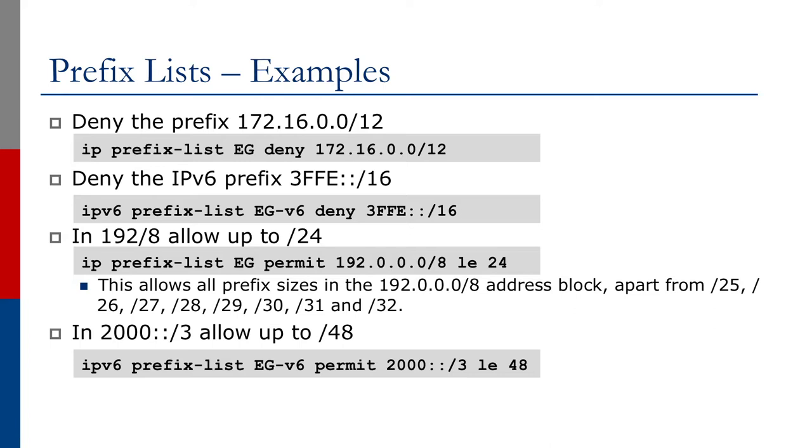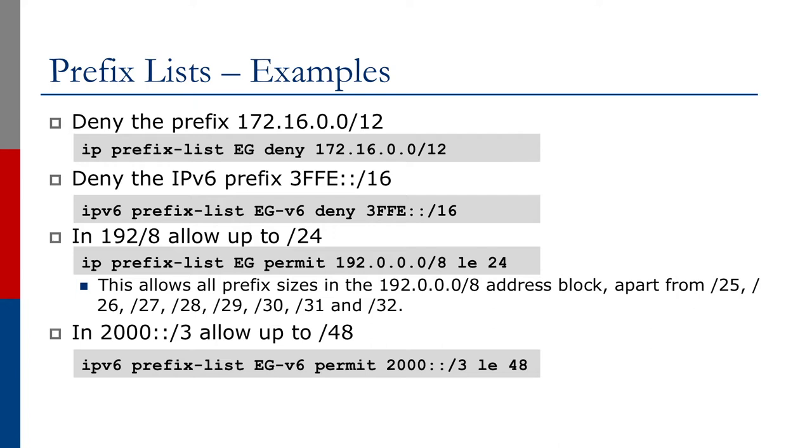We are permitting 192.0.0.0/8 LE 24, which means this is going to match anything out of that /8, which has a subnet mask of a /8, all the way to a /24. Addresses with a /25, 26, 27, all the way to a /32 will not be matched by this prefix list. In the condition that you don't have any other lines inside this prefix list, that means those longer prefixes will be denied.